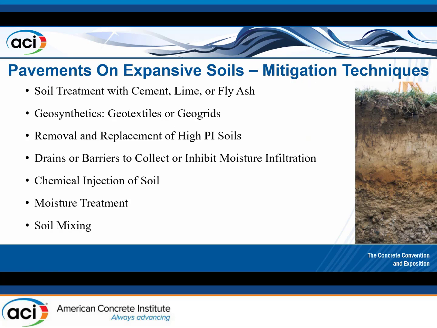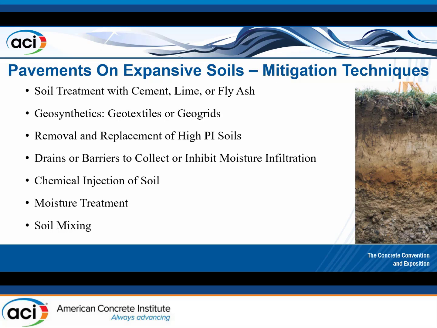So how can we help address some of those things? Well, we can treat the soil with cement or lime or fly ash. We can add geotextiles or geogrids, geosynthetics, those types of things. We can simply remove a portion of that material and replace it with a better material. It's a little expensive to do that, but that can be done as well.